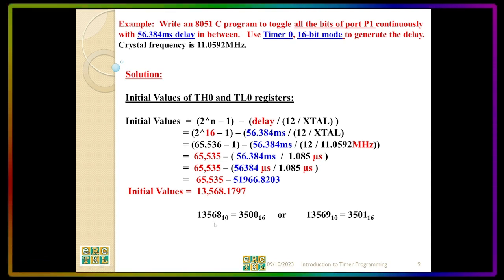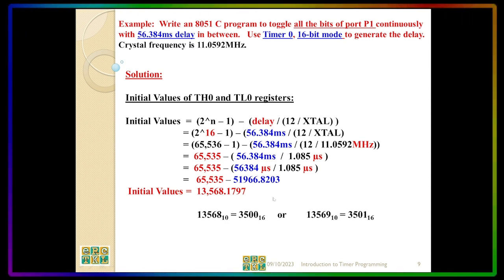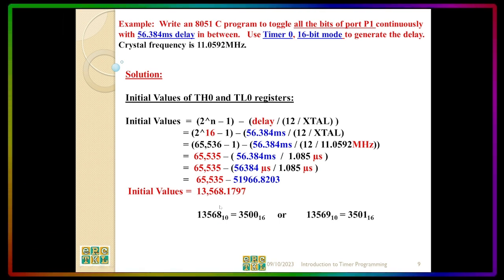We can round it down or round it up, so we will have a value of 13,568 if we round it down, or 13,569 if we round it up. Either of the two will be acceptable for our calculation. Let's say I'll be using 13,568. Of course, this is in decimal, so we need to convert it to hexadecimal.